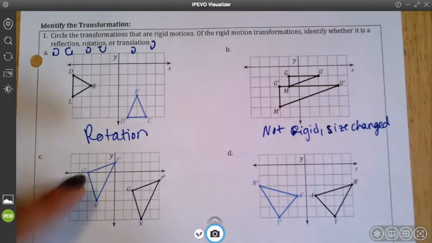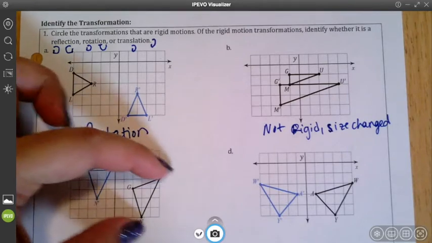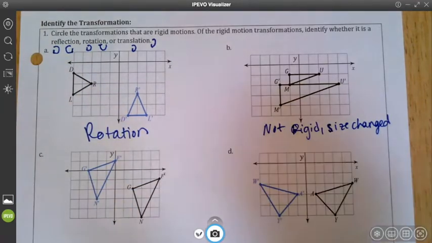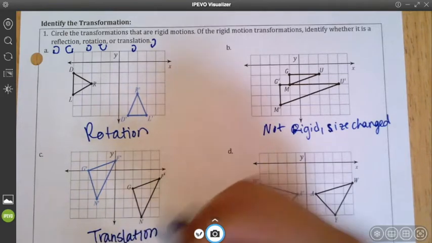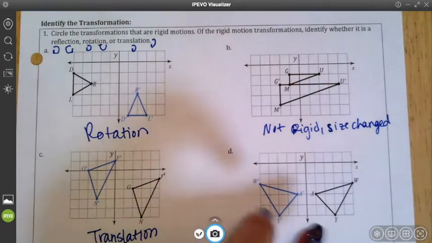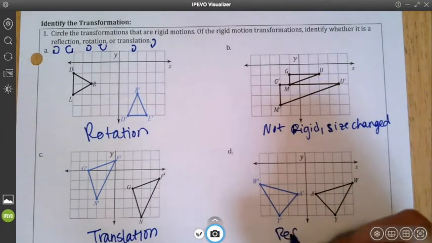Part C, this one is I could just take that triangle and move it directly between those two. And so this is a translation. And then for this, it looks like a mirror, right? I had this triangle and it flipped. And so that is a reflection.